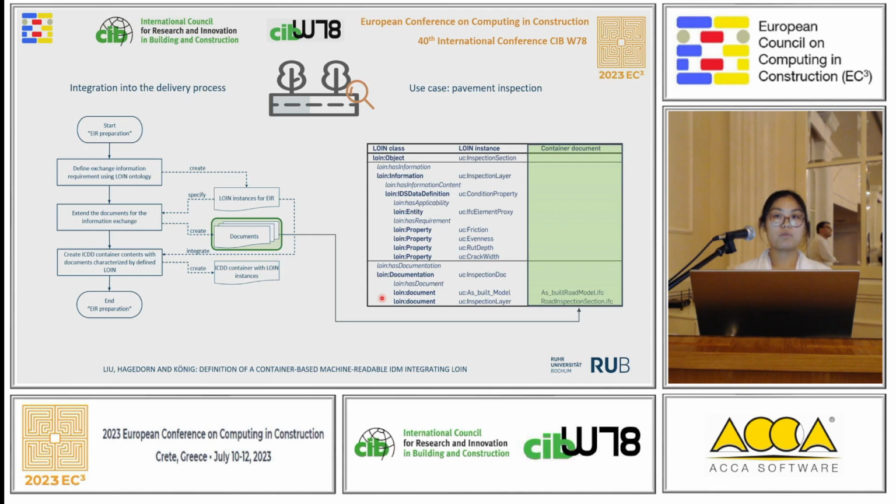To perform the inspection, a pavement model is available for the contractor, which contains existing information about the pavement section. And to deliver the required information in a correct form, another document, the inspection layer, is also provided by the client, which should be used as a template and completed with the required information by the contractor.